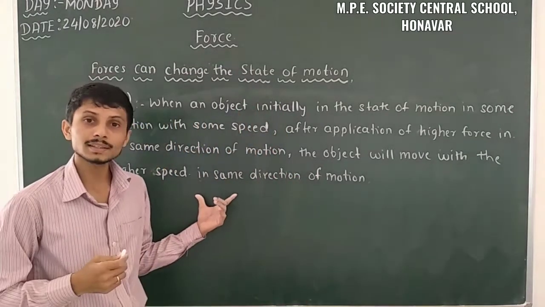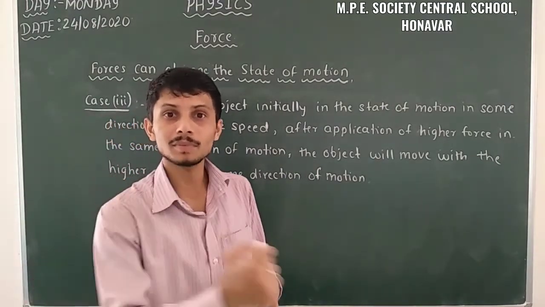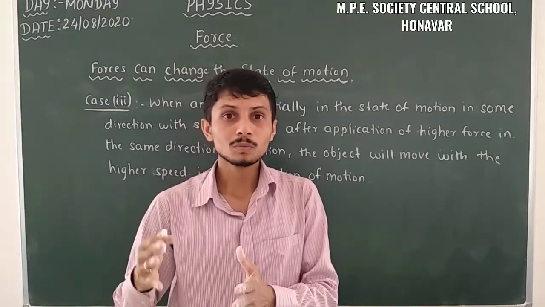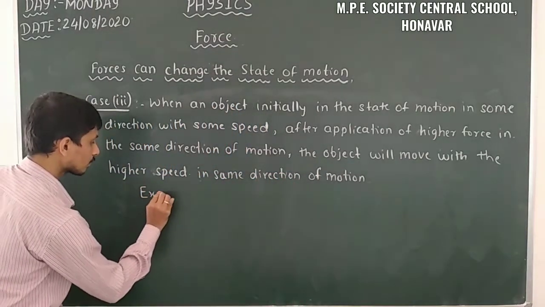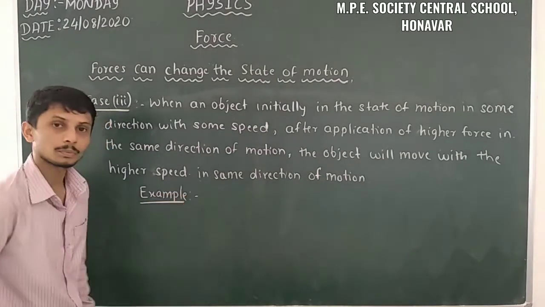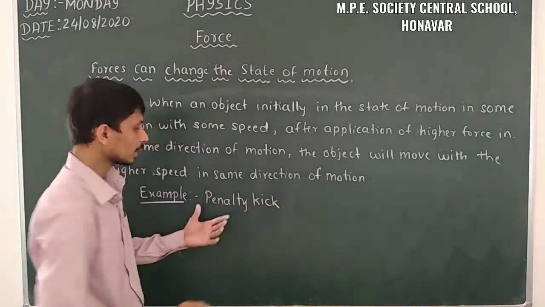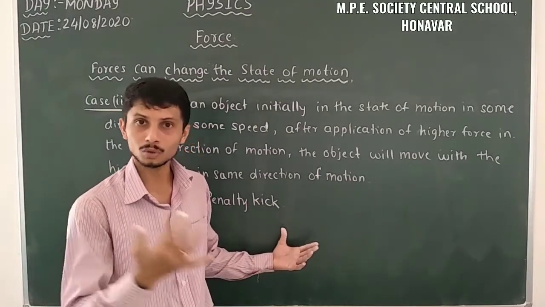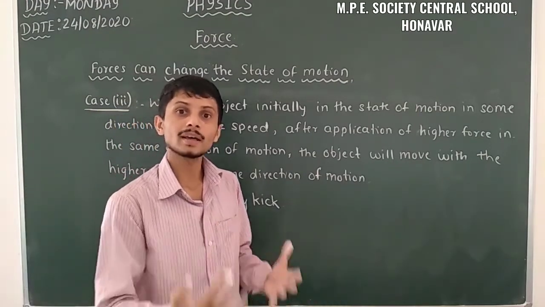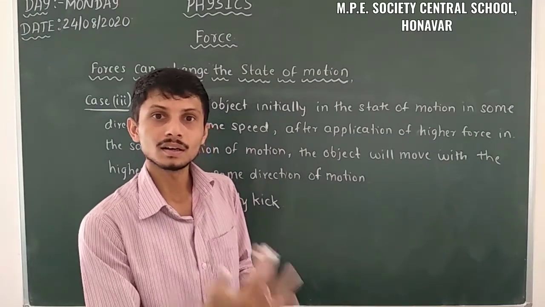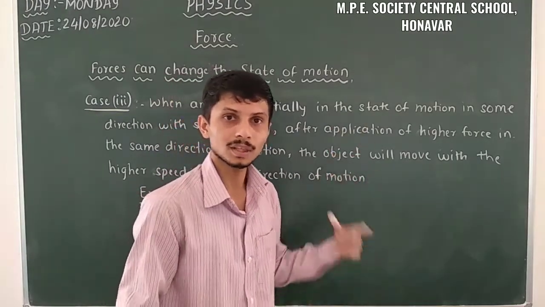So when we are taking the penalty kick or taking the goal, he has to apply more force in the same direction. Then the ball will move with a higher velocity or higher speed compared to the previous case. A penalty kick means when you have to score a goal, so we apply more force and the ball moves with a higher velocity. It will cheat the goalkeeper, or pass by the goalkeeper. Likewise it happens in the case of 3.